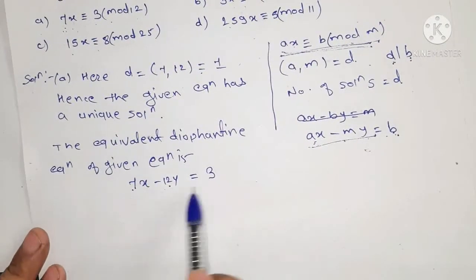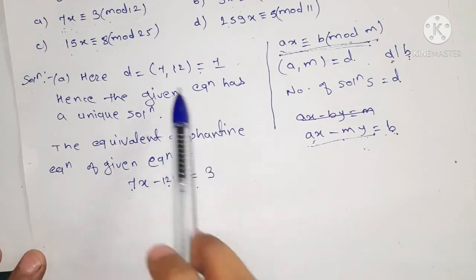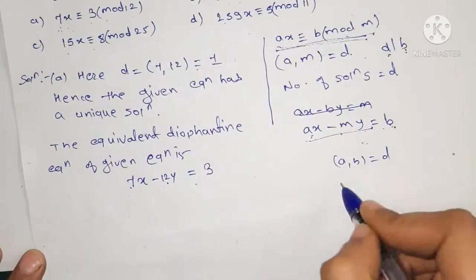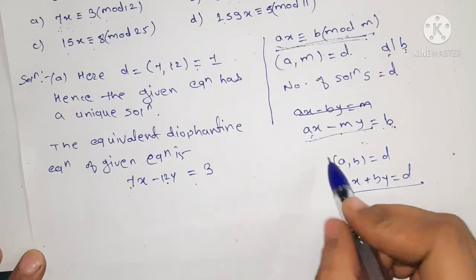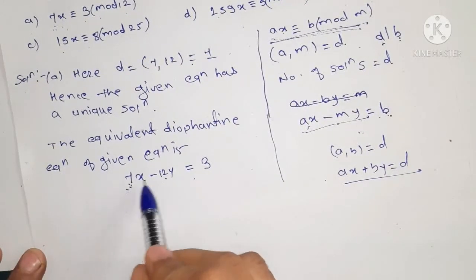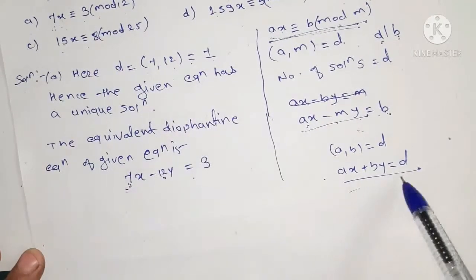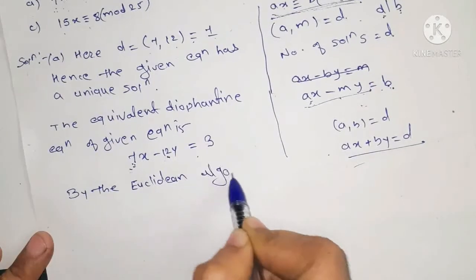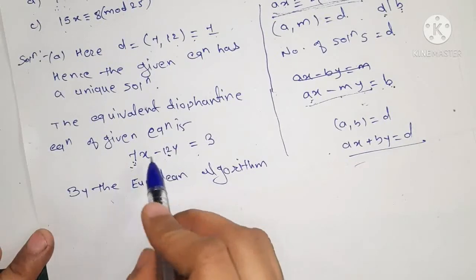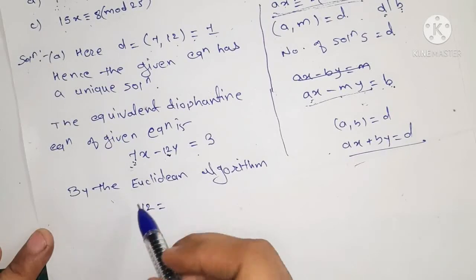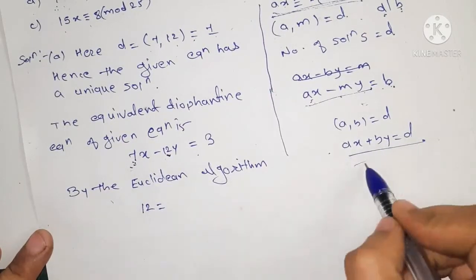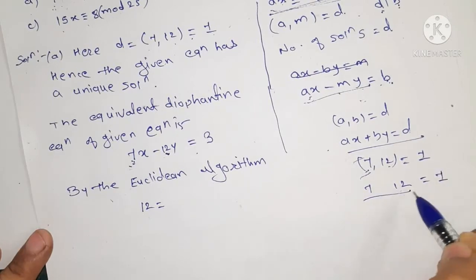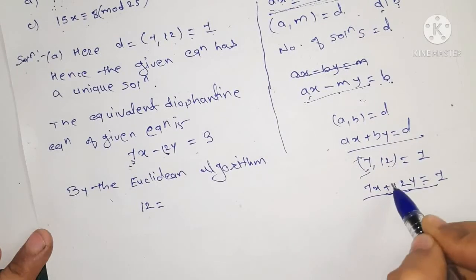Now we can solve this Diophantine equation by the Euclidean algorithm, and as the GCD of 7 comma 12 is 1, we can express the GCD in the form: if the GCD of A comma B is equal to D, then we express it as Ax plus By equals D. So we express the GCD of 7 and 12, which is 1, in this form, 7x plus 12y equals 1, by the Euclidean algorithm.